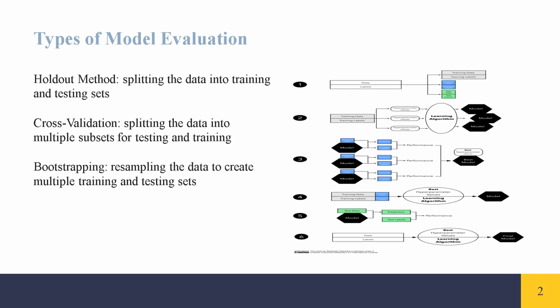Holdout method: splitting the data into training and testing sets. Cross-validation: splitting the data into multiple subsets for testing and training. Bootstrapping: resampling the data to create multiple training and testing sets.